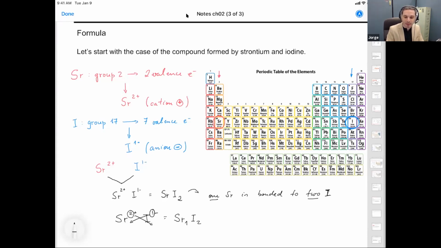Every time you have the number 1 as your index, you don't need to write it. So that becomes SrI2, okay? And that is the trick. If you understand why we need 2 iodines for each one strontium, then the trick will make things easier, okay? Put the elements side by side with the charge and then simply cross the charges.